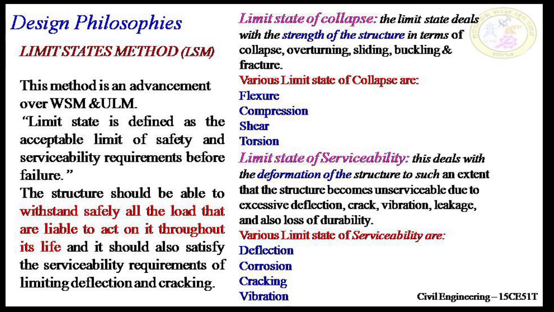There are two types of limit state methods, that is limit state for collapse, which deals with the strength of the building, and limit state for serviceability, which deals with deformation of the building. In turn, both the methods are classified into four parts. Limit state of collapse we further classify as limit state for flexure, compression, shear and torsion. Limit state for serviceability is further classified for deflection, corrosion, cracking and vibration.